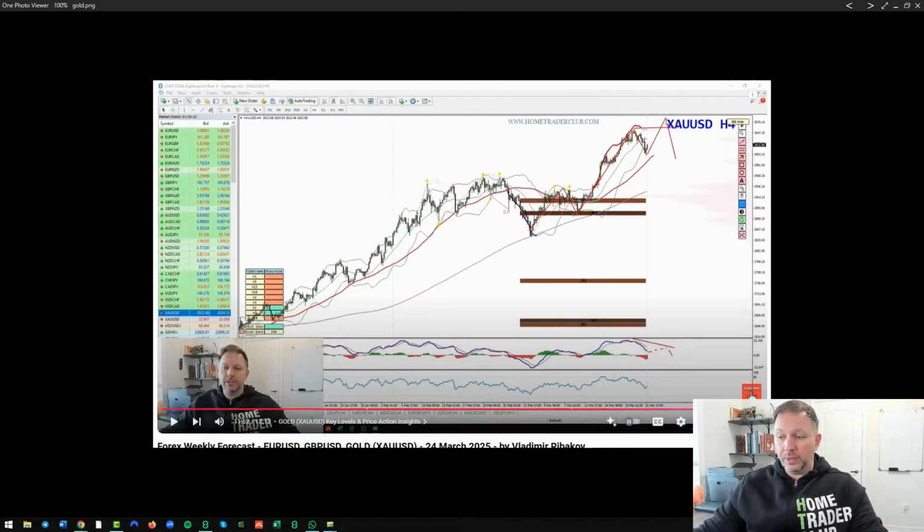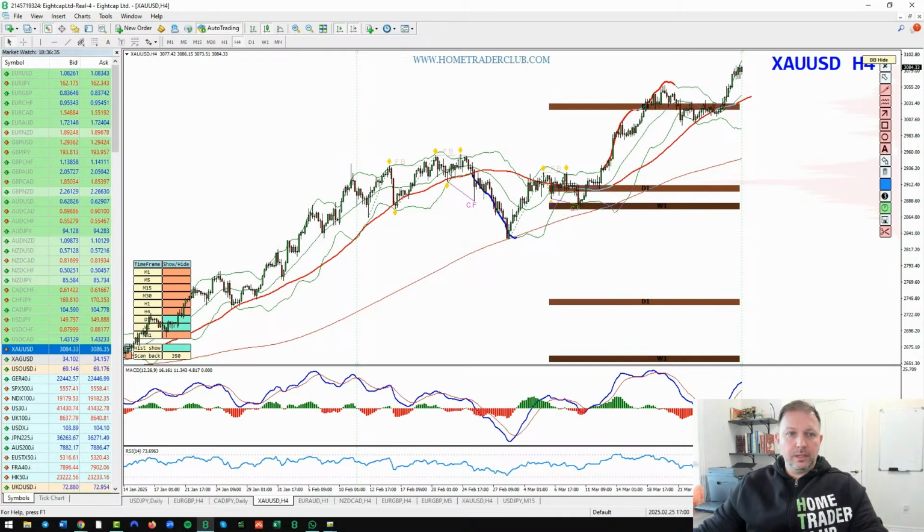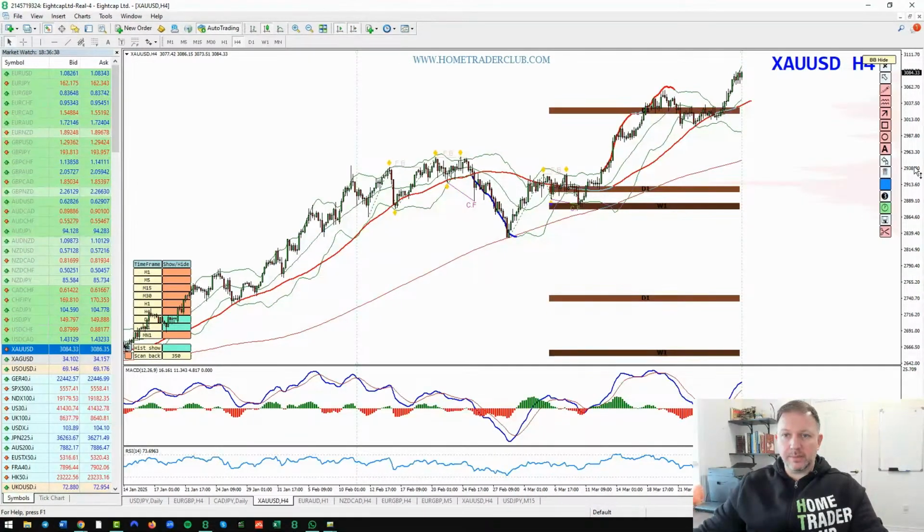So what do we have on gold since last week? We moved in some sort of a range, and we indeed make this rally. And take a look here, the divergence is building up. So why it's very important to pay attention to these current levels from my point of view.